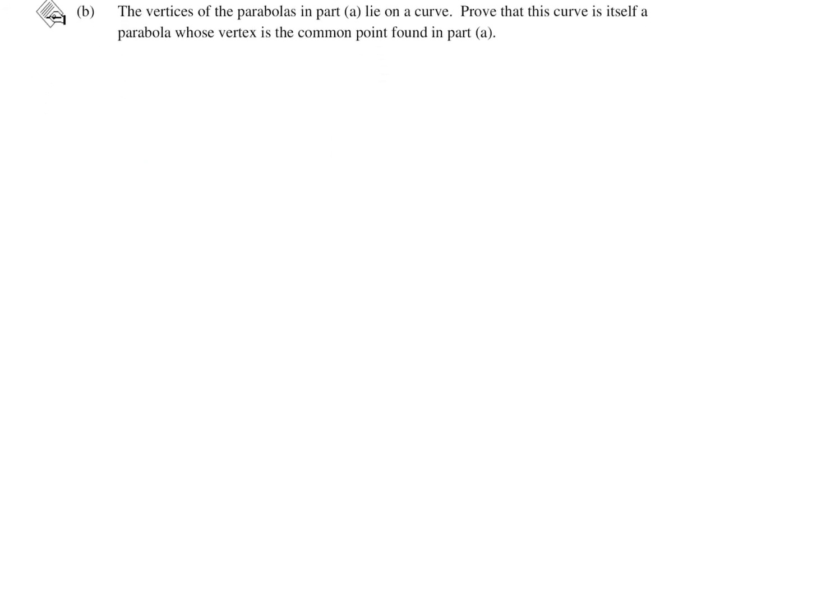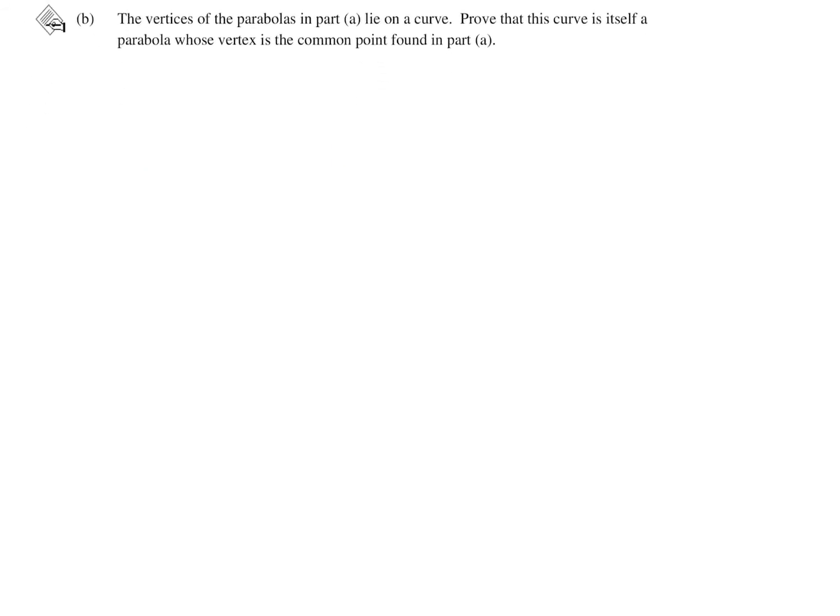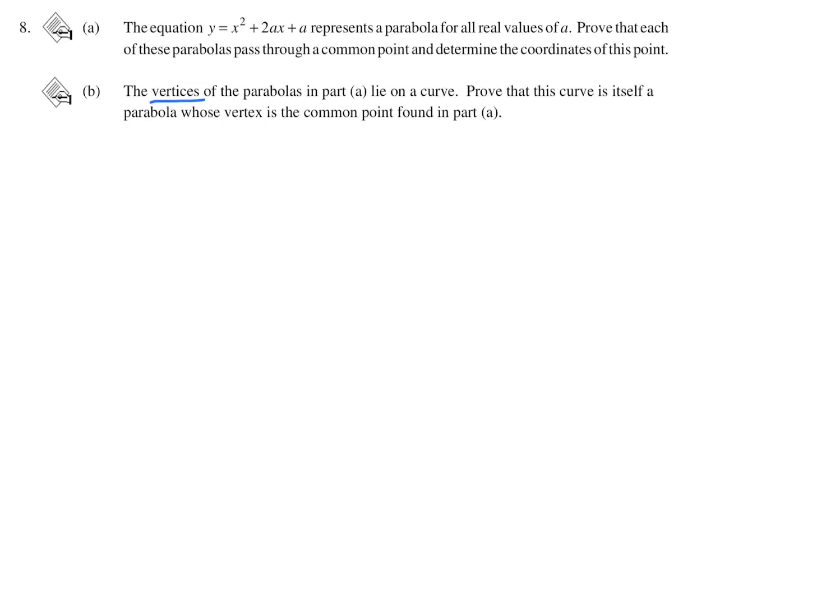Now let's turn our attention to part B. The vertices of the parabolas in part A lie on a curve. Prove that this curve is itself a parabola whose vertex is the common point found in A. All right, let's first understand what this means. So the vertices of the parabolas in part A. All right, what are the parabolas in part A? Well, they're these ones.